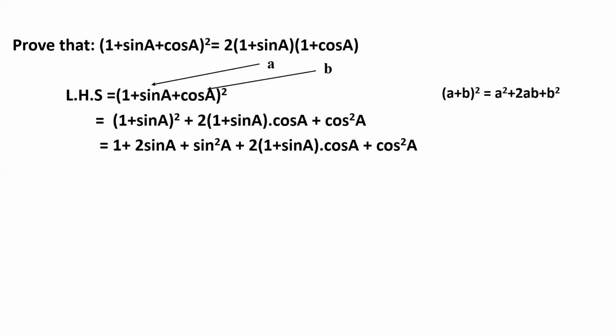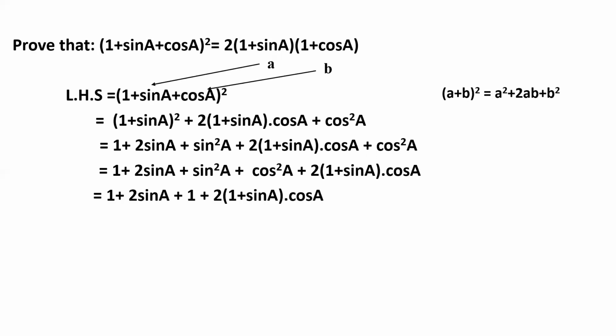Now from here, I'm just trying to keep things together. Look at these terms, sin square A and cos square A. Can I keep them together like this? 1 plus 2 sin A plus sin square A plus cos square A, and plus the rest that is the same, 2 times (1 plus sin A) times cos A. I'm just keeping sin square A plus cos square A together to make it 1, because we know sin square A plus cos square A is 1. So let's keep it 1 plus 2 sin A plus 1, plus the rest is the same, 2 times (1 plus sin A) times cos A. Now here 1 plus 1, we can just make it 2, and it's 2 plus 2 sin A plus the same 2 (1 plus sin A) times cos A, right?